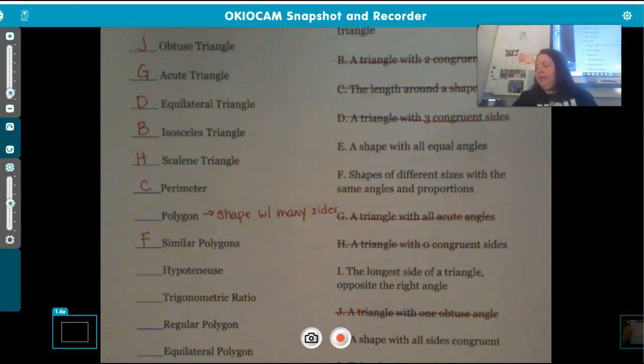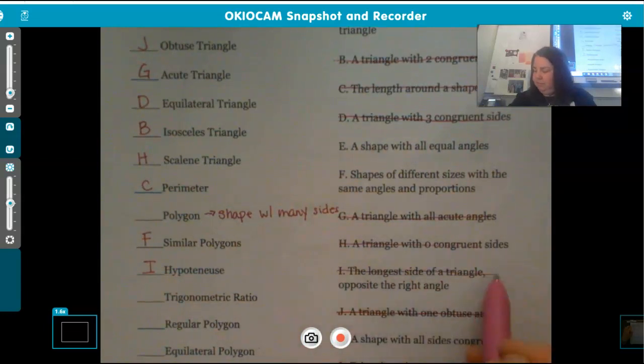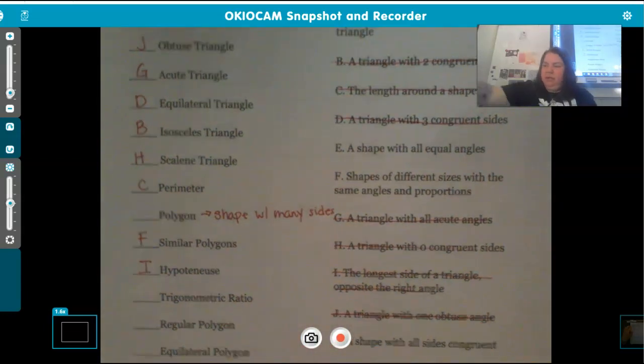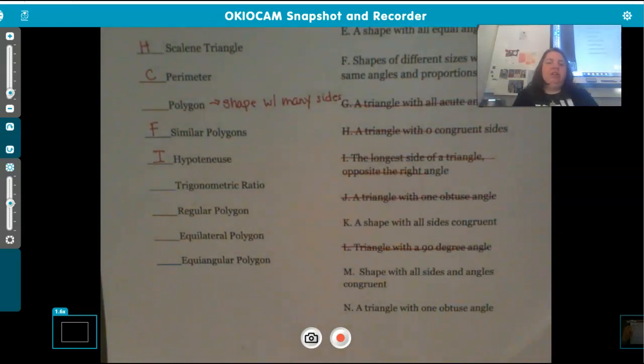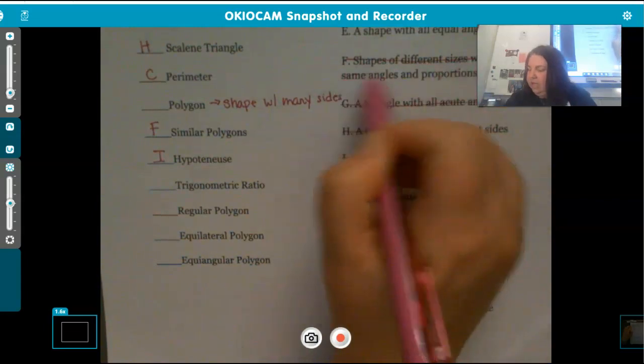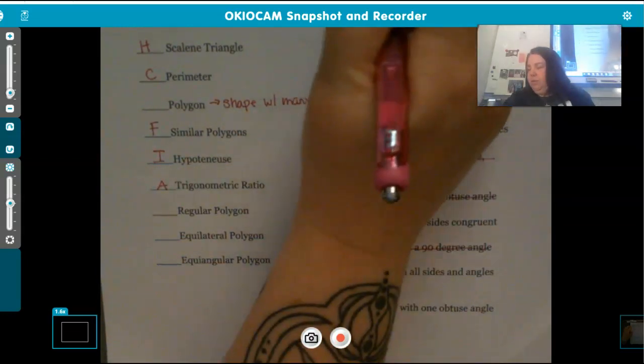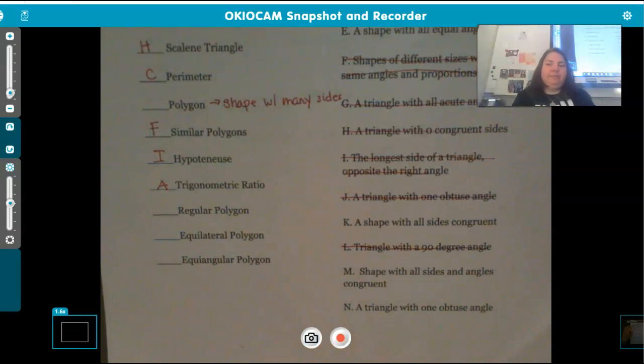Hypotenuse. I, the longest side of a triangle opposite the right angle. Trigonometric ratio. I think it's F. Wait, we already did that. I think it's E. It is A, the ratio of two sides of a right triangle. So remember that sine, cosine, tangent.